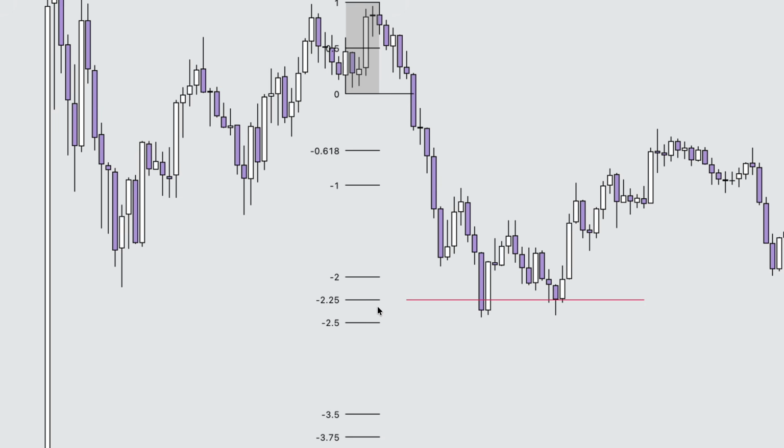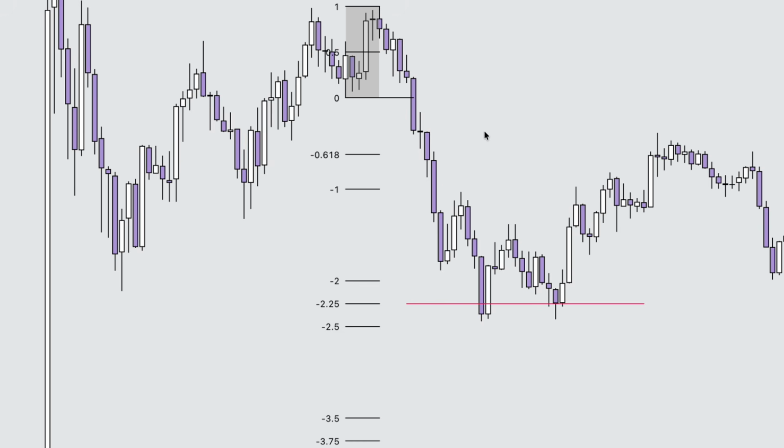Typically, you would want to see the reaction at the -2 and the -3 area. After we tapped in the -2.25 area, we had a rejection of it twice. However, price wasn't strong enough for us to break over this high.